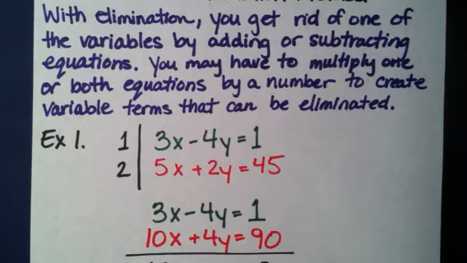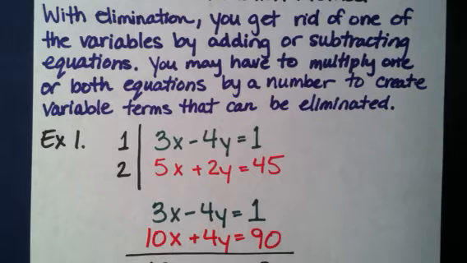My first example, I have the system of equations 3x minus 4y equals 1 and 5x plus 2y equals 45. I am going to be multiplying these. The first one is actually okay just how it is. However, I'm going to multiply the second equation by 2. That produces 10x plus 4y equals 90.